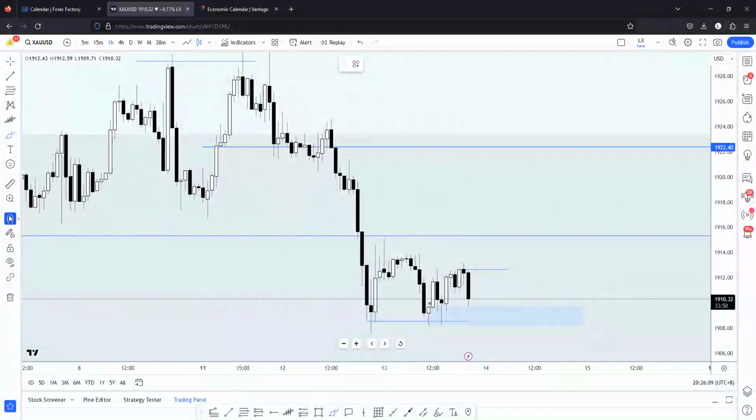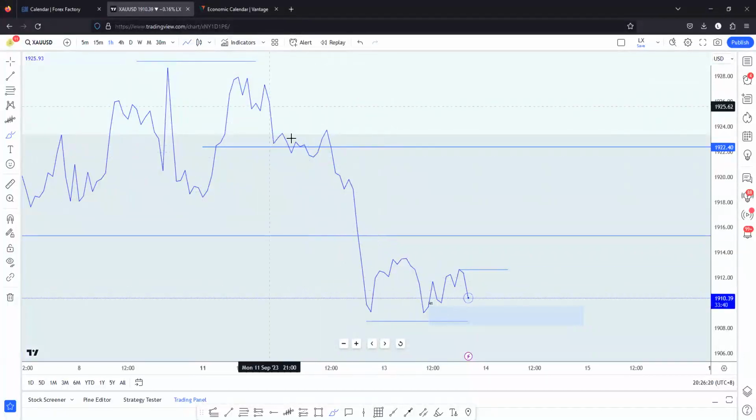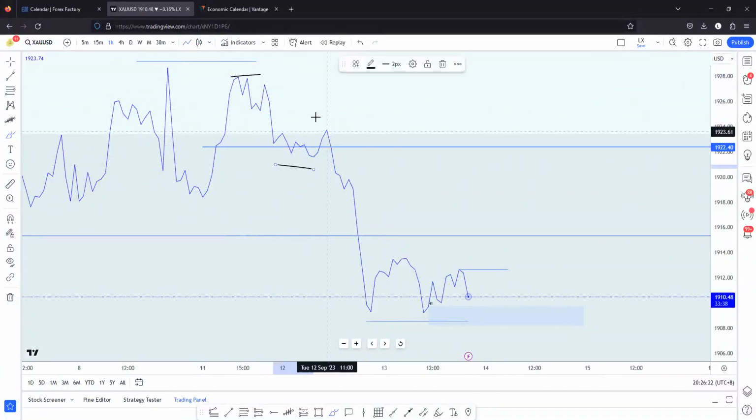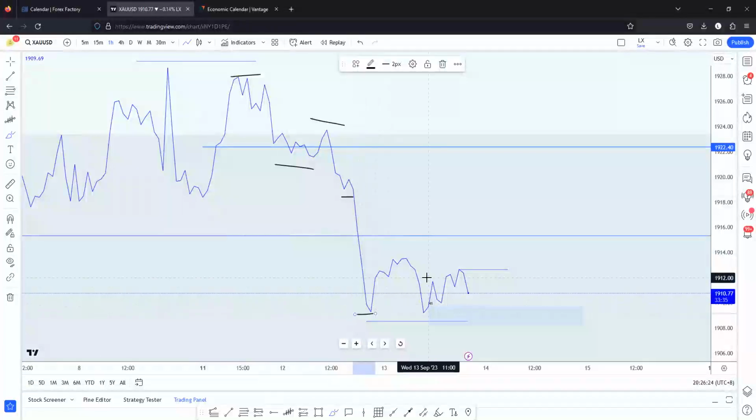So the idea is that if we do see a deeper pullback on the daily time frame, we need to see price start consolidating and changing market structure. What we mean by this is that you can see this whole leg that we have to the downside, where prices were forming bearish market structure, lower lows, lower highs.